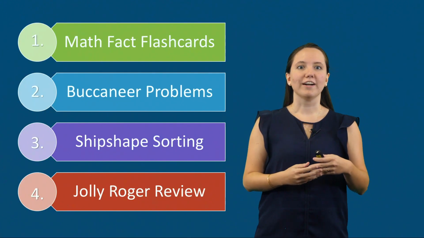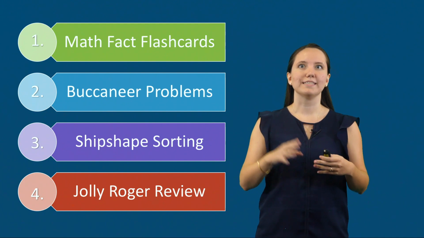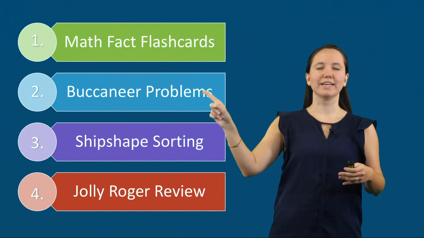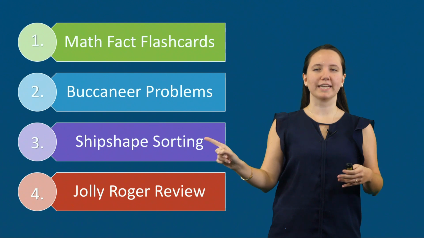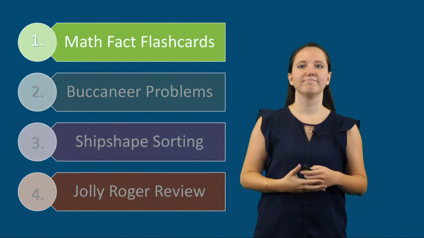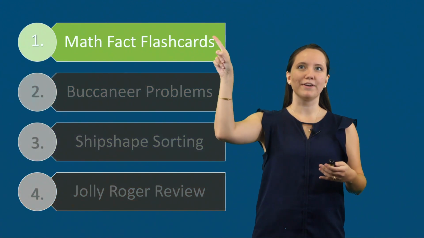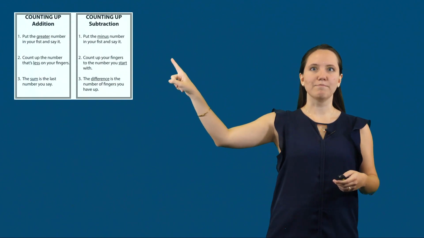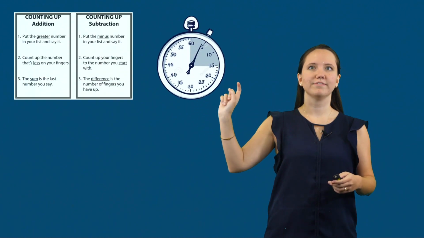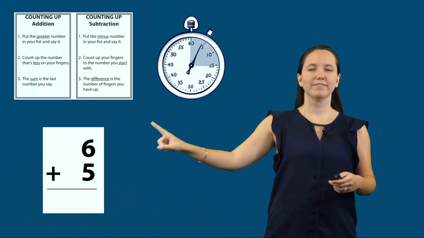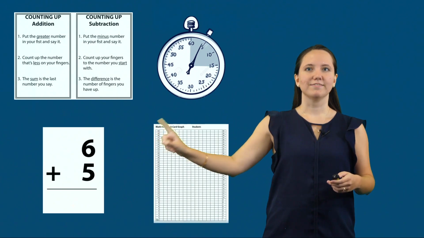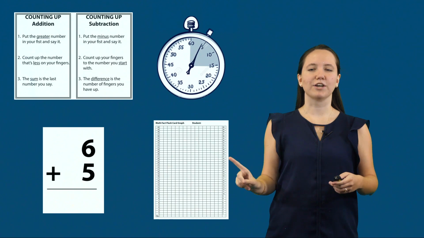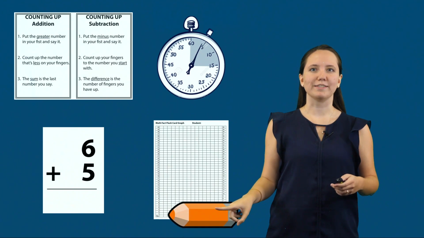Each lesson in the STAAR intervention includes 4 components: Math Fact Flashcards, Buccaneer Problems, Ship-Shape Sorting, and the Jolly Roger Review. Today I'll demonstrate the first component, Math Fact Flashcards. For the Math Fact Flashcard activity, you'll need the following 5 materials: the Counting Up Addition and Subtraction poster, a timer, the Math Fact Flashcards, the Math Fact Flashcard graph, and a colored pencil or crayon.